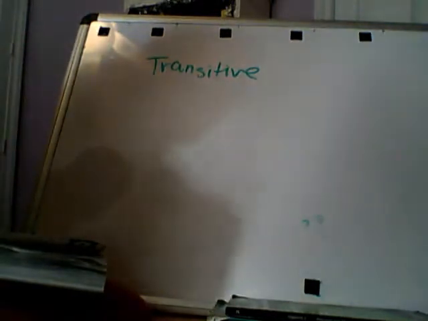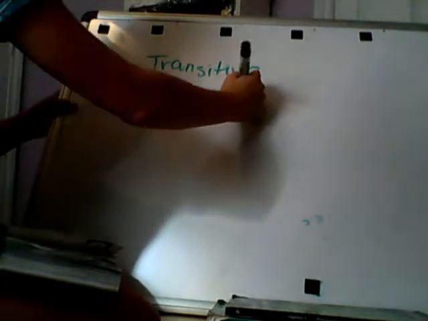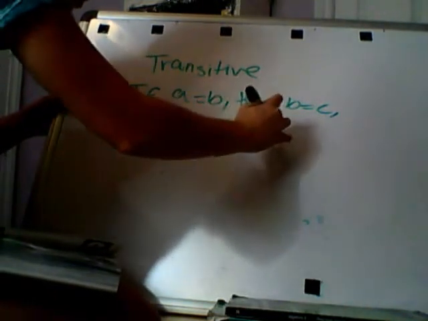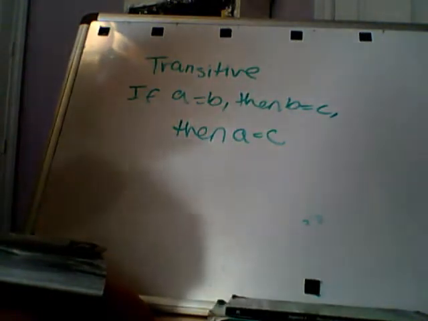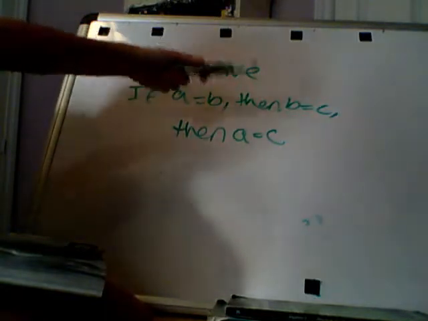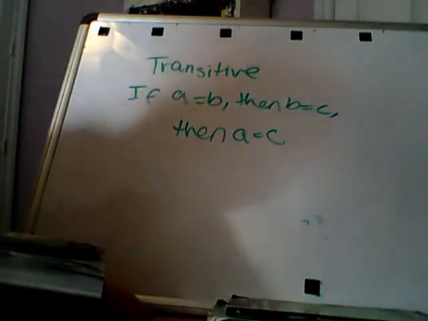Alright, next on the list we have the transitive property. And the transitive property says that if A equals B, and B equals C, then A equals C. So, if the first quantity is equal to the second quantity, and the second quantity is equal to the third quantity, then the first and the third are both equal.